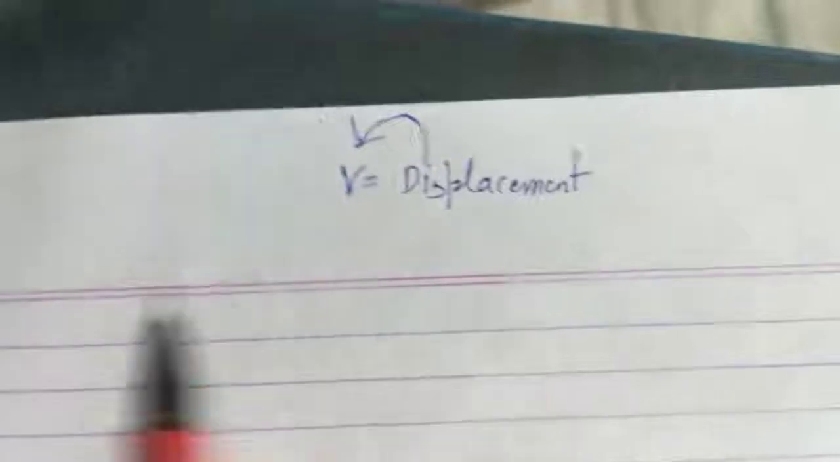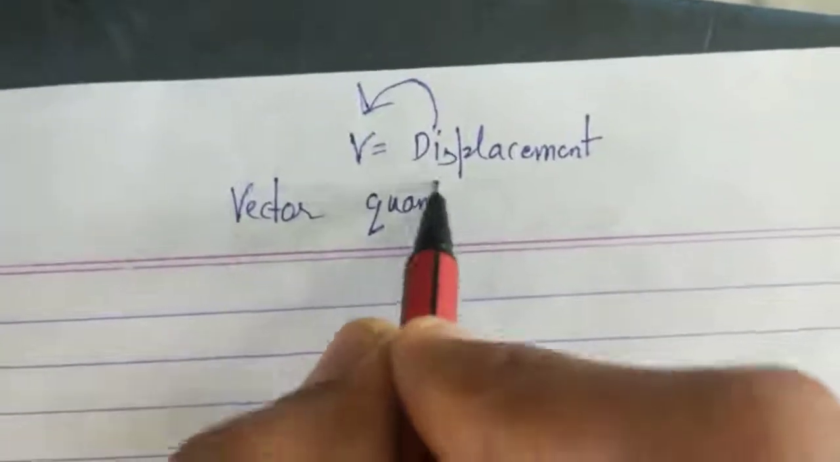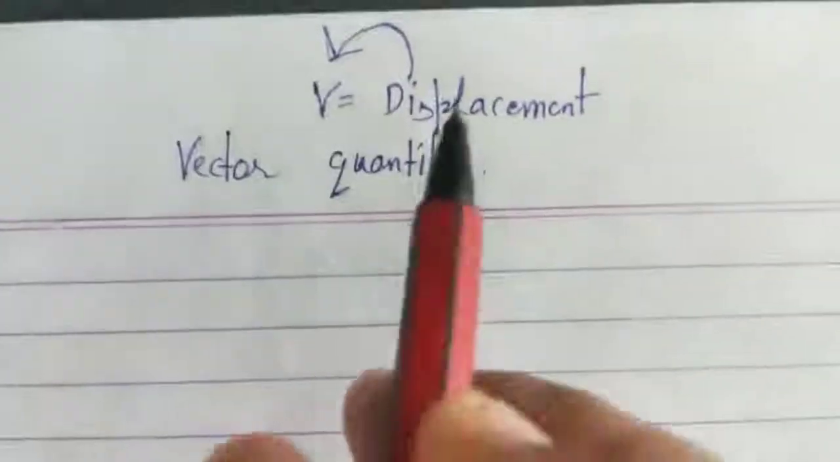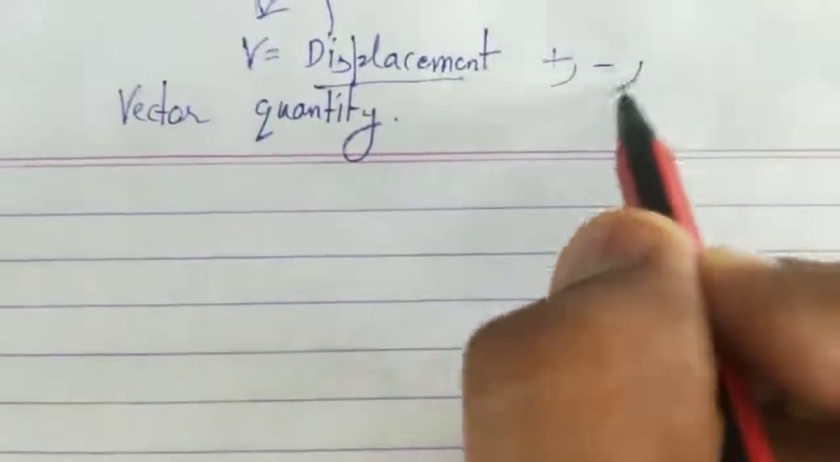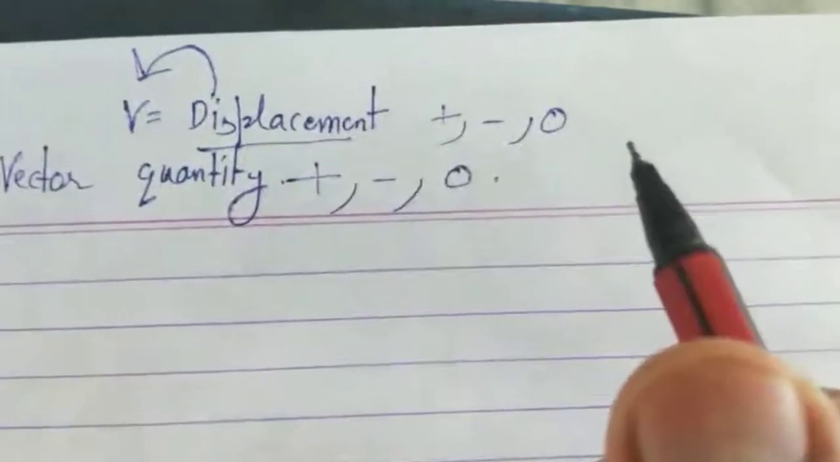So next concept is that velocity is a vector quantity. Displacement can be positive, negative or zero also. So velocity can also be positive, negative and zero also.